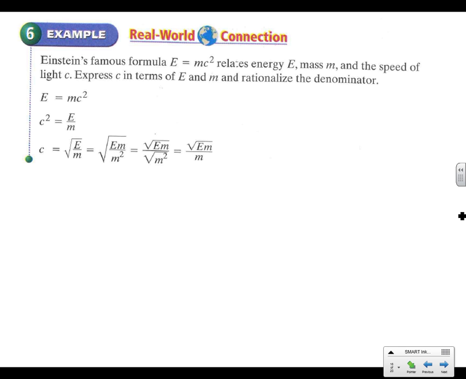All right, real world connection, let's wrap it up with this. Einstein's famous formula, E equals mc squared. I'm sure you've heard of this. Relates energy, mass, and the speed of light, which is c. Express c in terms of E and m and rationalize the denominator.